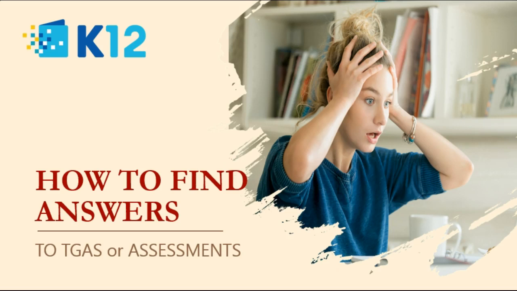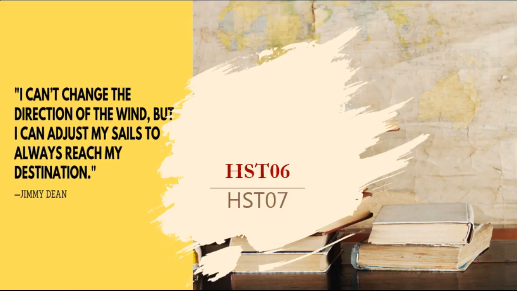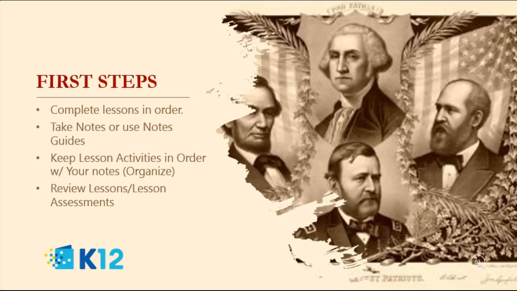And so in this session, how to find answers to your teacher grade assignments or even in assessments, we're going to take a look first at our World History course, which is History 07. So there's a couple of things that I want to go over first. The first thing that we want to do is complete our lessons in order. And this just helps us keep track of everything. It helps us with our progress and our due dates. And you've heard your teacher say this several times, complete those lessons in order.